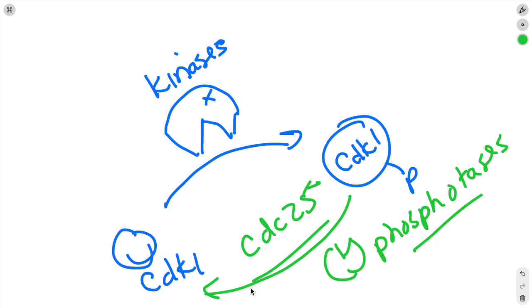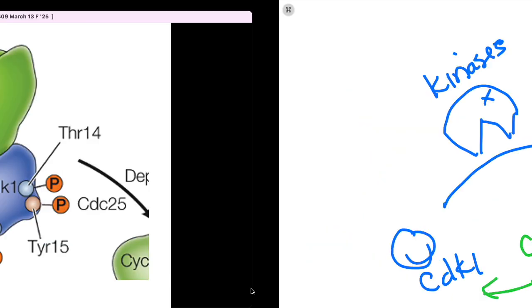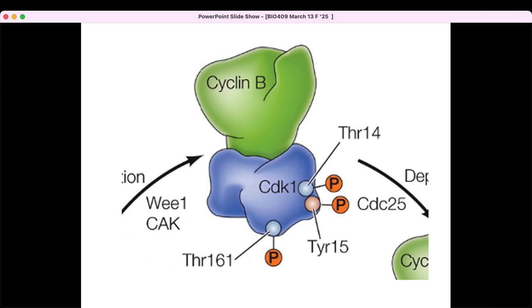And CDC25 is just named from the geneticist that first discovered it in Seattle. Okay? So there it is right there. It's just pointing it out here. The transition is for CDC25 phosphatase to remove those two inhibitory phosphates.